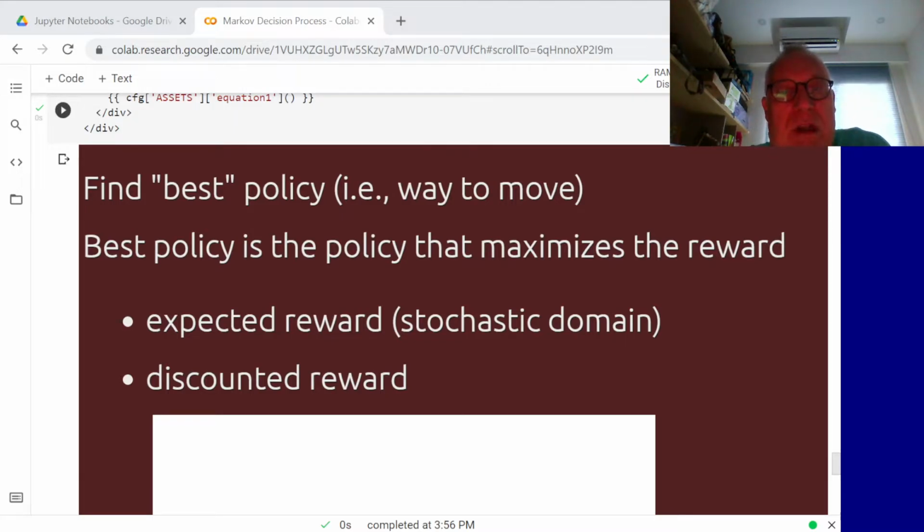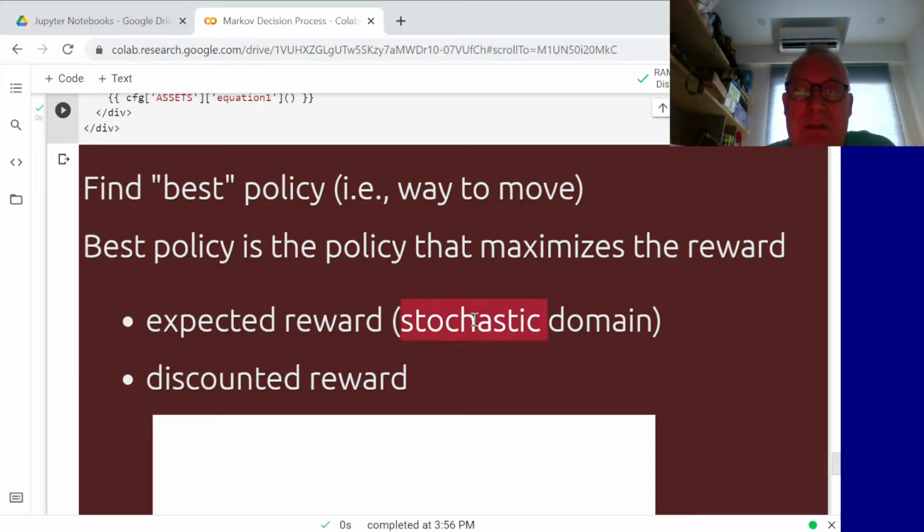So I want to find the best policy. What does it mean to be the best policy? Well, we need to choose for every state the best action. But then how do I know what the best action is? And for one thing, in our domain, often we are dealing with stochastic domains.